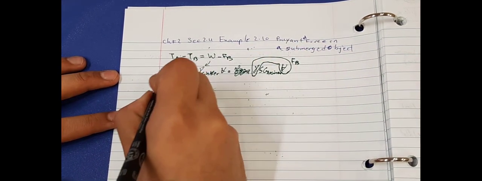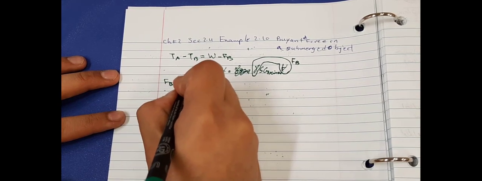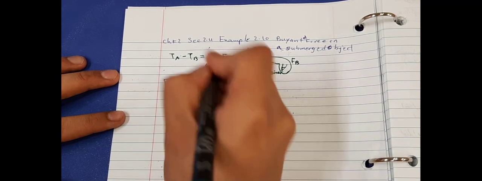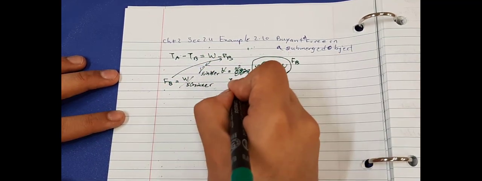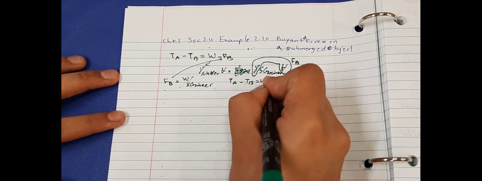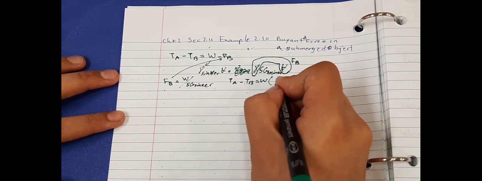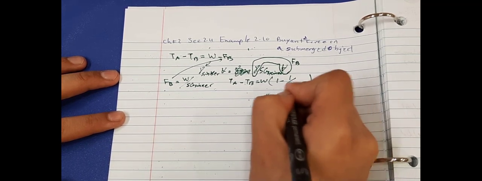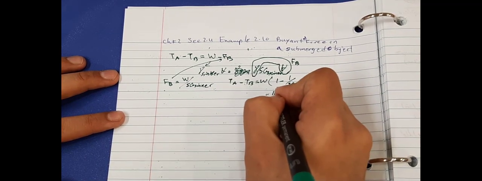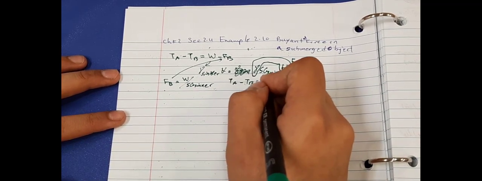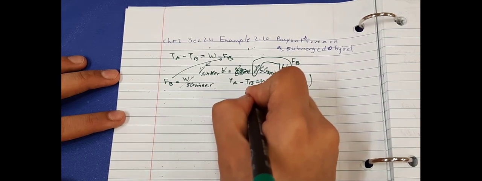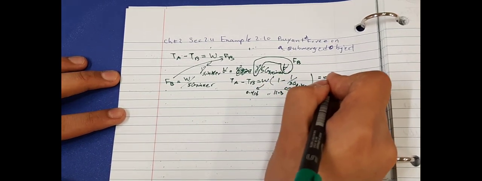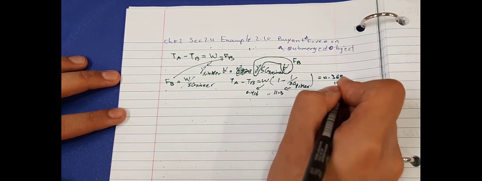So we can demonstrate Fb as W divided by Sg sinker. If we provide it here, we're going to have Ta minus Tb as W multiplied by 1 minus 1 over Sg sinker. It is 11.3. The weight is 0.4 pounds. So the difference is going to be 0.365 pounds.